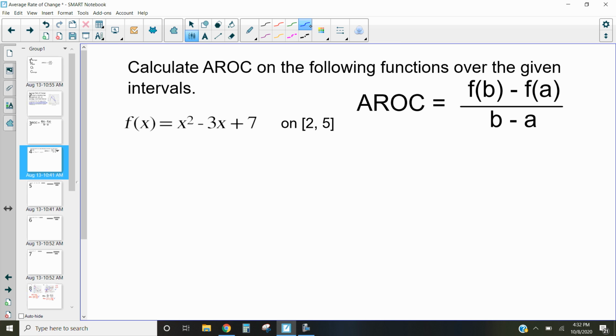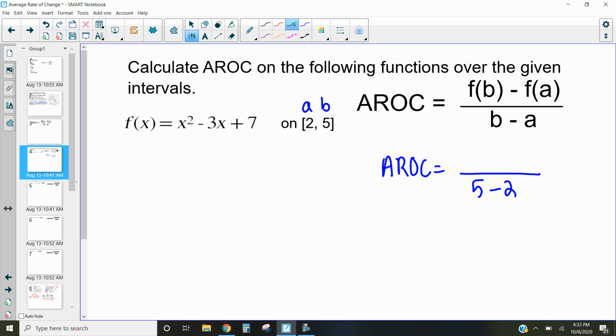Here we are trying to find the average rate of change of the function f of x equals x squared minus 3x plus 7 on the interval from when x is 2 to when x is 5. This interval gives us our endpoints: 2 is a and 5 is b. So we've got 5 minus 2 on the bottom, but now we need to figure out f of b and f of a.